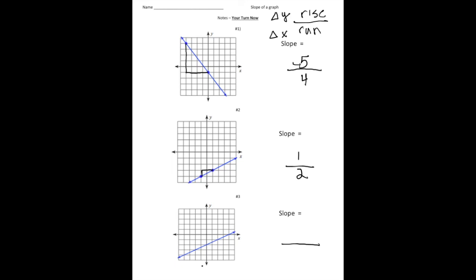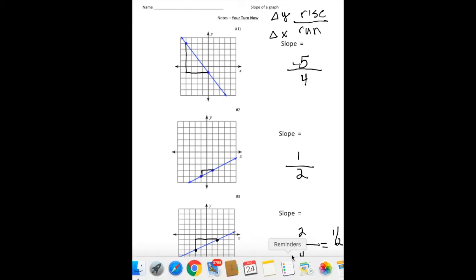And last but not least, now notice this one, we don't have points. The points aren't given. So we have to figure out 2 points that are pretty easy to read. So I'm going to put a point there, then also a point right here. So the rise from this point to this point is going to be 1 and 2. So we're going to go up 1 and 2. So it's going to be 2. And then the run is going to be 1, 2, 3, and 4. So the slope of this graph is going to be 2/4, which also reduces down to 1/2. And there it is. All right, how'd you do?